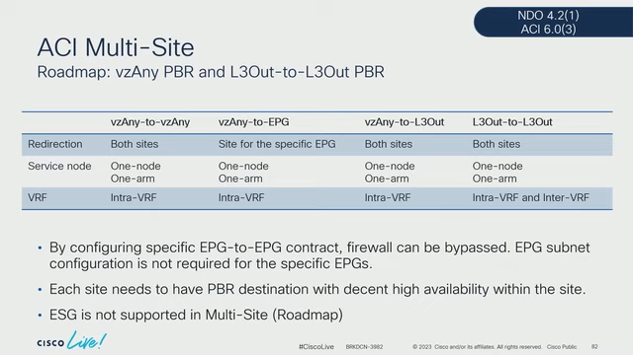So this summarizes what we're going to support in 6.0(3). We have VXLAN to EPG, VXLAN to L3Out, and L3Out to L3Out. We don't need consumer EPG subnet configuration, and you can bypass firewall by configuring a specific permit rule. And then you still need a firewall in each site. And we still don't support ESG. So we are working on ESG support in multi-site, probably after this release.